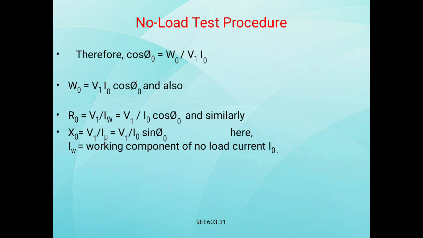Here IW is the working component of the no load current I naught, and I mu is the magnetizing component of the no load current I naught.